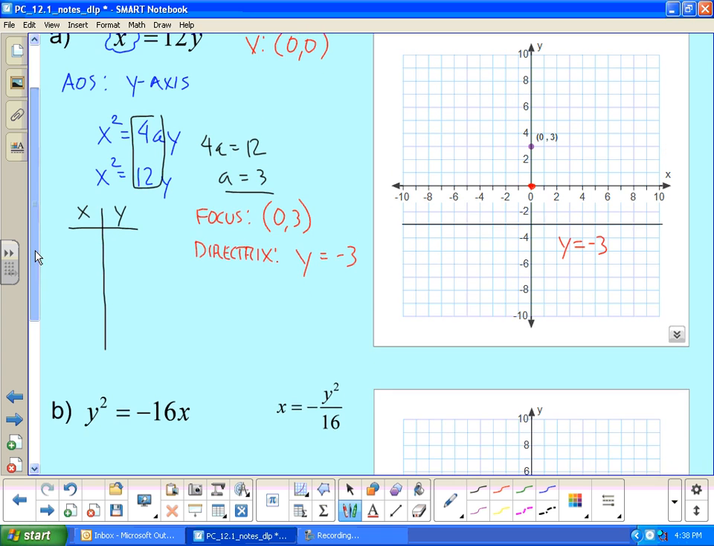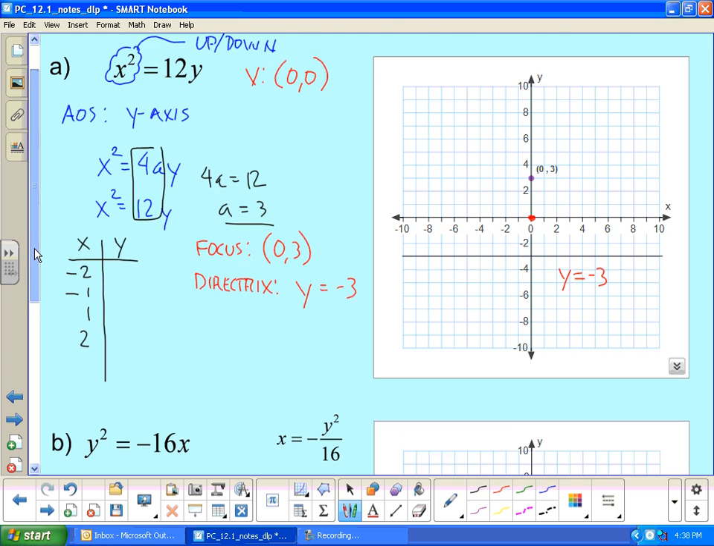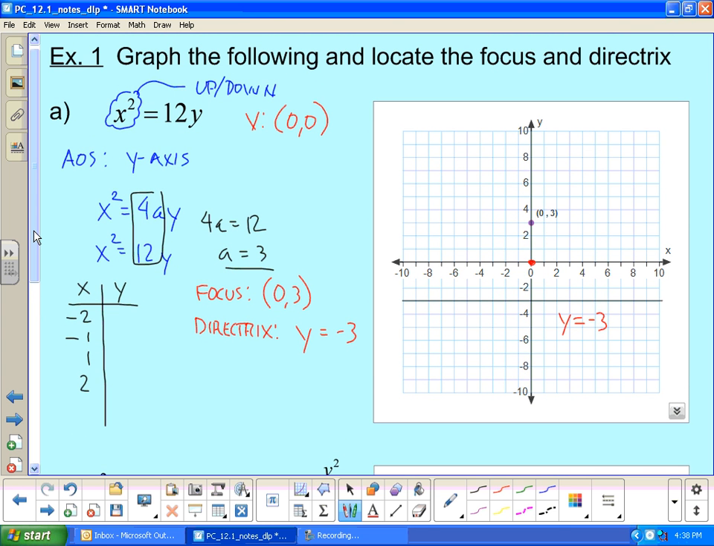All right, let's put some numbers in here. Let's put a negative 2 in there. Why not put a negative 1? We already know 0, 0 is going to give me 0, 0. So let's just try these points. If I put a negative 2 in for x, and I square it, I get a 4. And then I take 4 divided by 12, I get 1/3, or 0.33. Well, negative 1 in there, I get a 1. 1 divided by 12 is 1/12. And then 1/12 again, and 1/3.